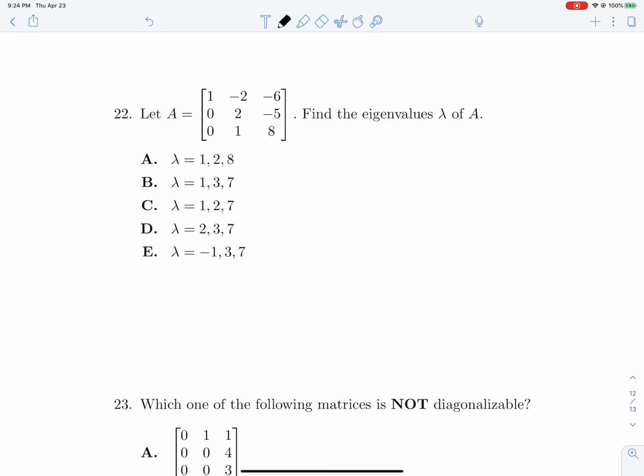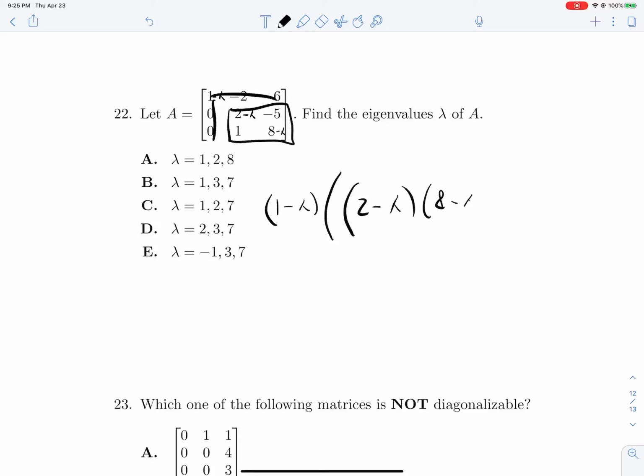22, here is a new A. Let's find the eigenvalues of A. We will be solving A minus lambda I, so I'll plug all those in, and since 1 minus lambda is in a row by itself, we can bring it out with a plus sign, 1 minus lambda, and multiply it by the determinant of the matrix that we get by crossing out its row and column, which is this guy right here. The determinant of that will be 2 minus lambda times 8 minus lambda plus 5 is equal to 0. There we go.